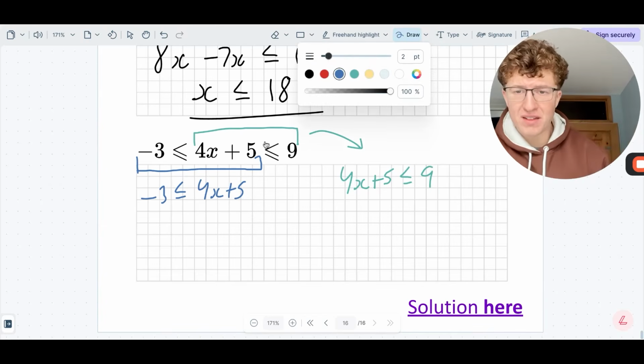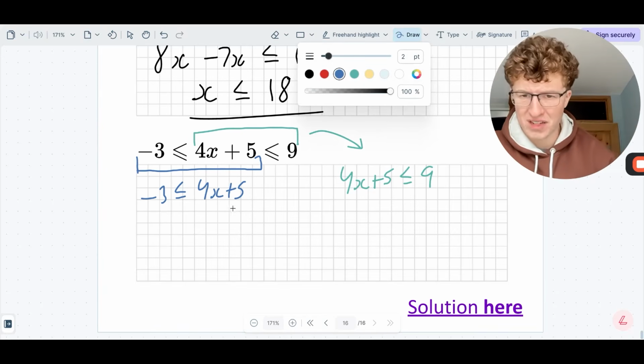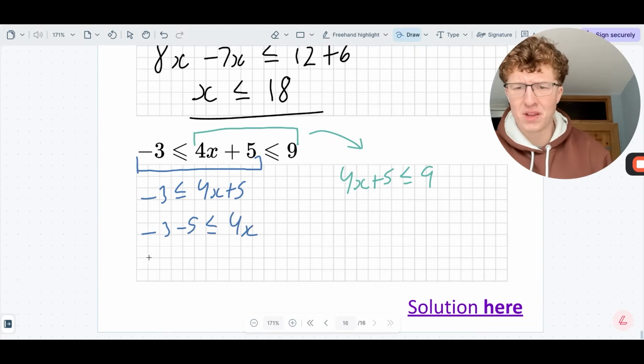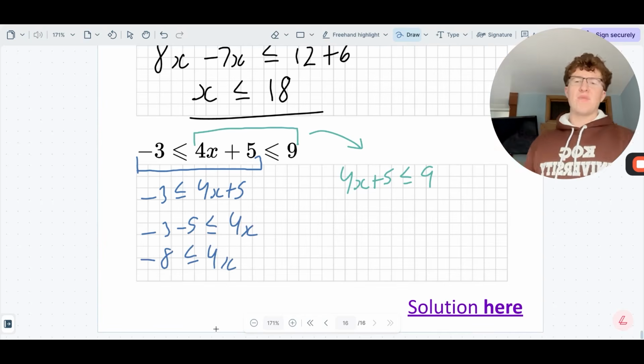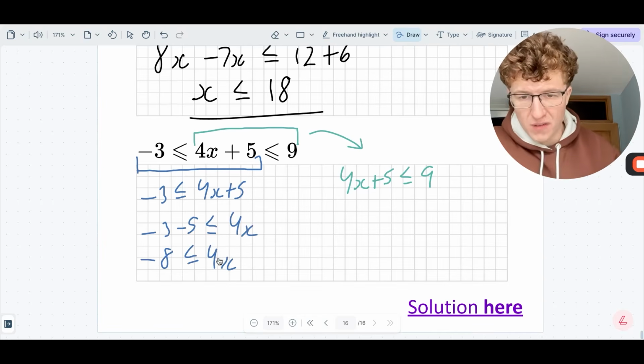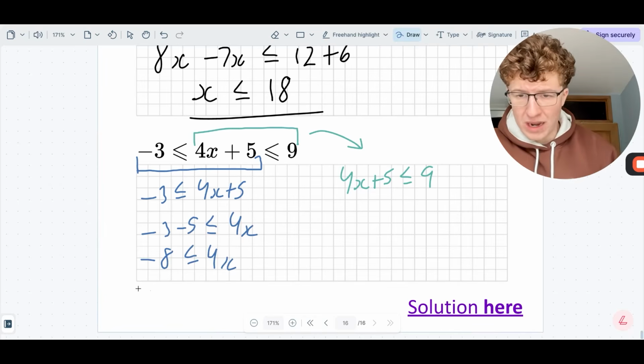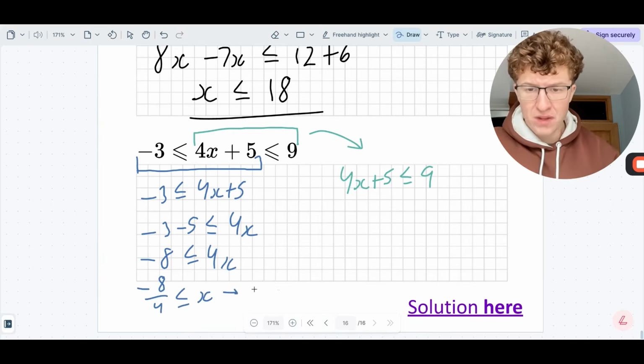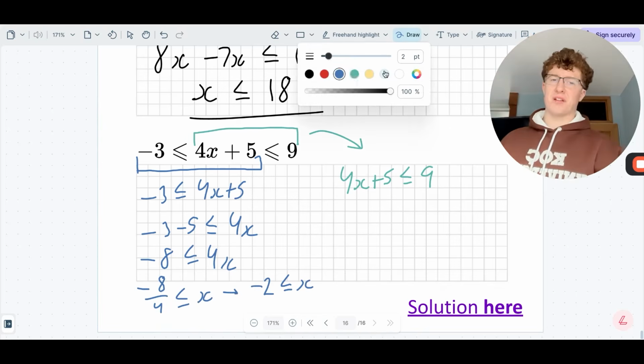We have minus 3 is less than or equal to 4x plus 5. Let's minus 5 from both sides. So bring the 5 over to the left. We're going to have minus 3 minus 5 is less than or equal to 4x. So we're going to have minus 8 is less than or equal to 4x. Again, we want x on its own, so we're going to divide by 4. So we're going to have minus 8 divided by 4 is less than or equal to x. And minus 8 divided by 4 is just going to be minus 2. So we have minus 2 is less than or equal to x. That's the first one done.